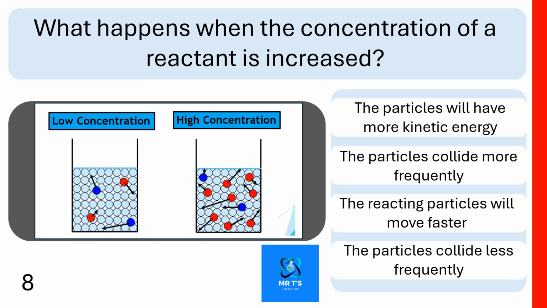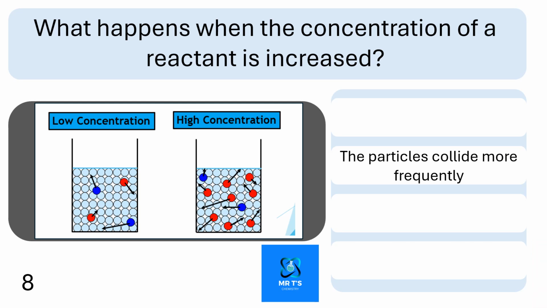What happens when the concentration of a reactant is increased? What happens to the reaction rate? The particles will have more kinetic energy, the particles will collide more frequently, the reactant particles will move faster, or the particles collide less frequently. If the concentration of one of the reactants is increased, there will be more frequent particle collisions.